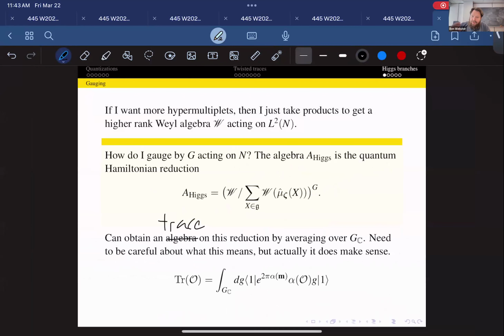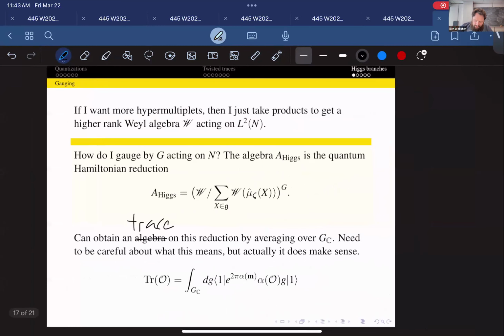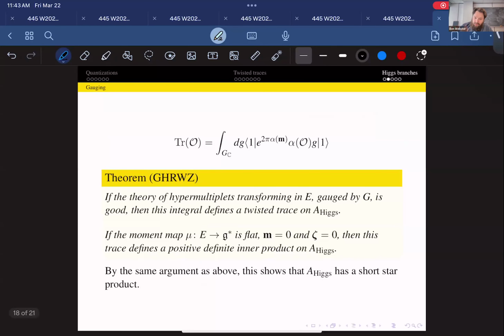On this reduction by doing an averaging process over the complexified gauge group. You need to be a little bit careful about this. It's kind of scary because the complexified gauge group is not compact, but actually this integral will converge as long as your theory is good. So if you have a good theory, then this integral is going to converge to a twisted trace on A Higgs.